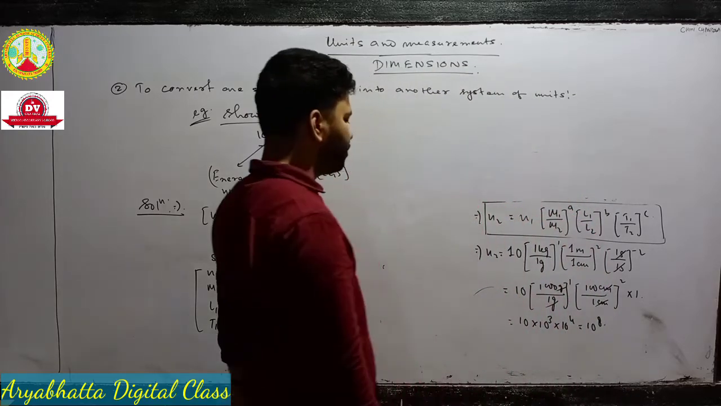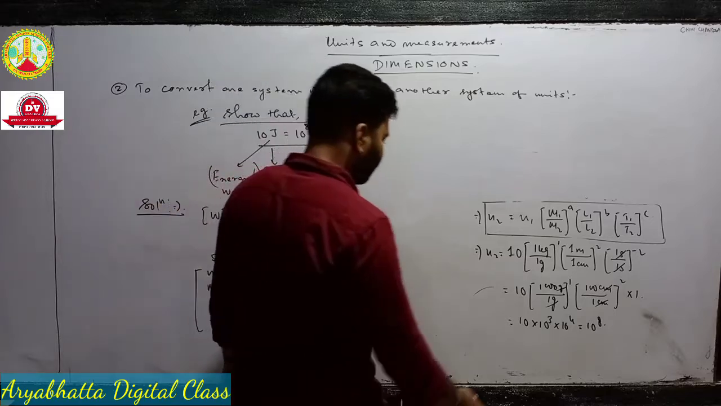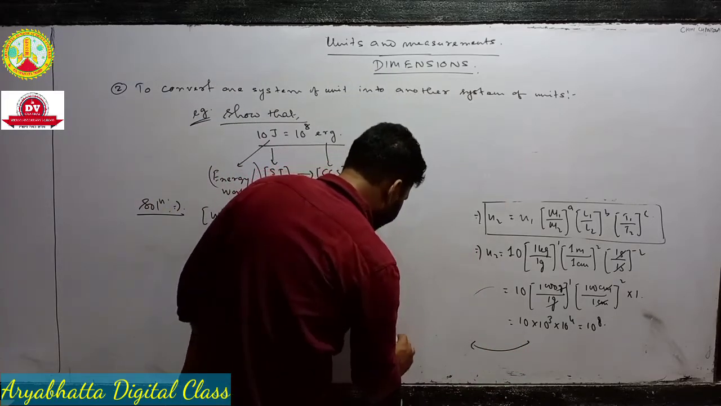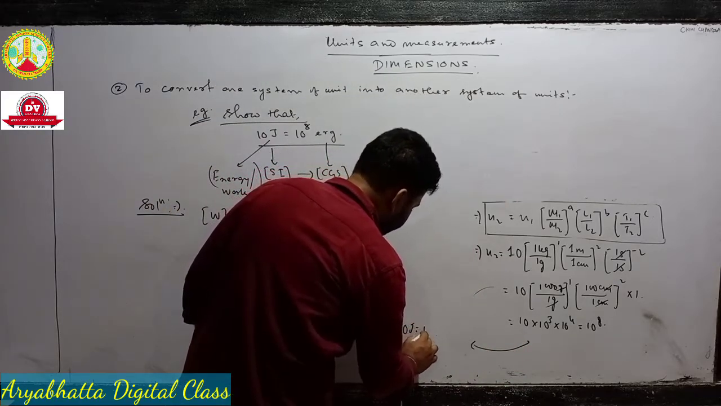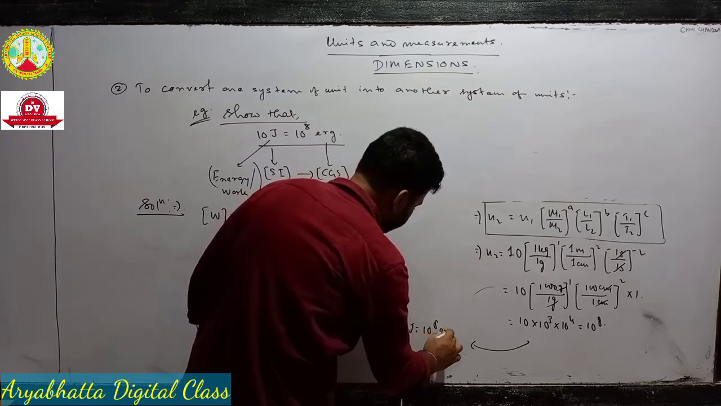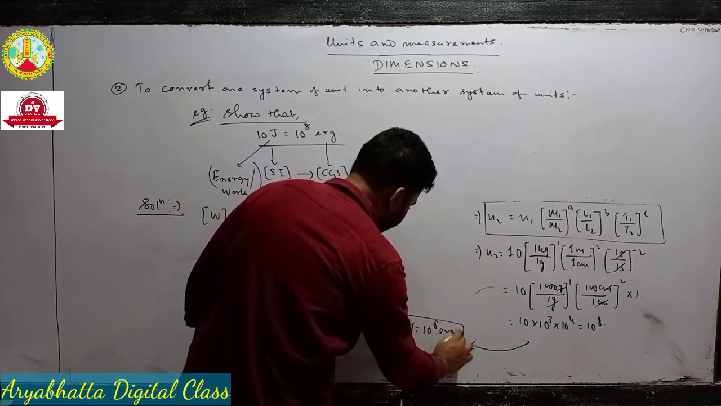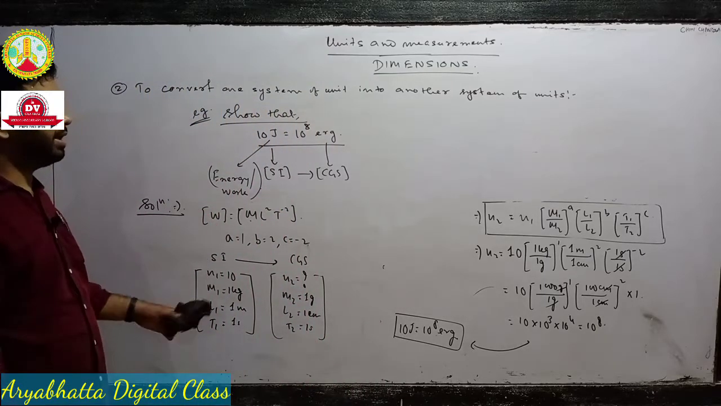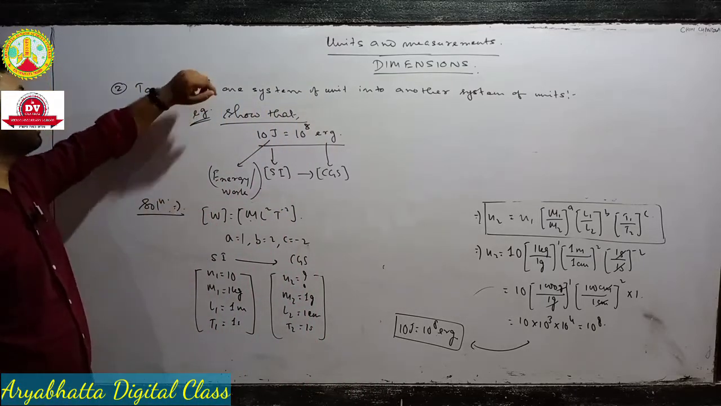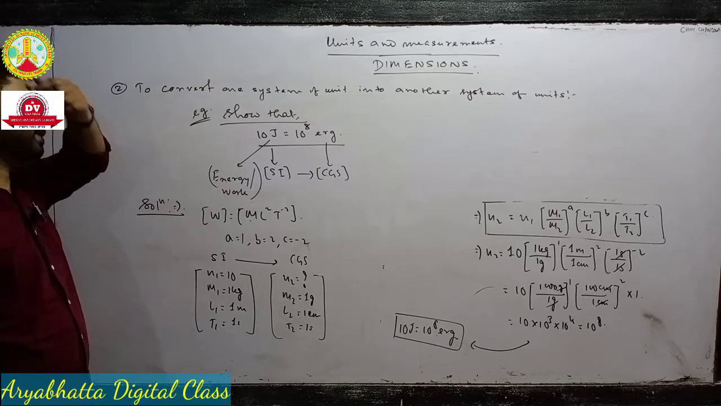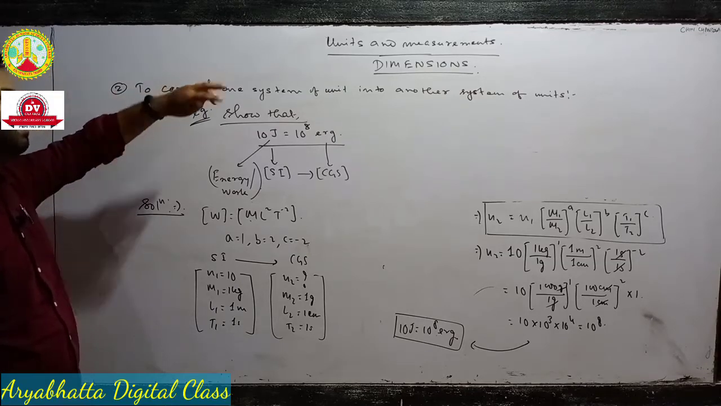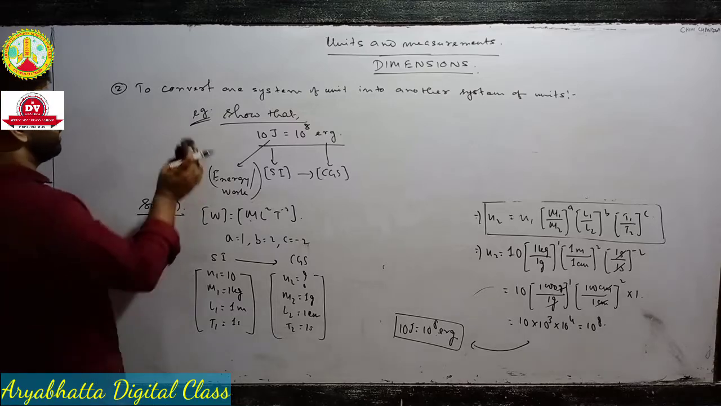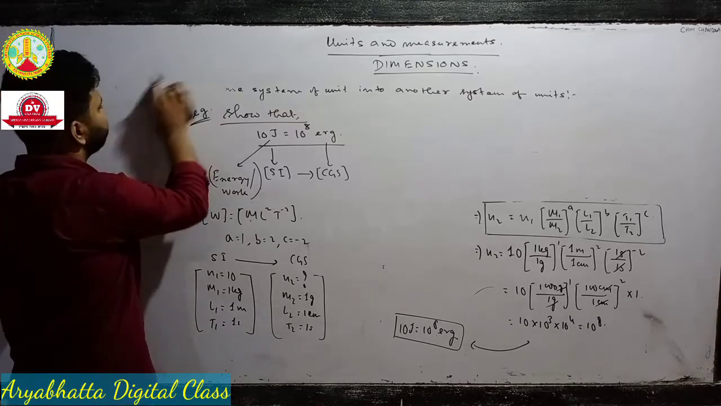So what is the value of N2? 10 to the power 8. So from here what you can write? You can write 10 joule equal to 10 to the power 8 erg. This is the way to use the second one, conversion of one system of unit into another system of unit. Now we will move into the third one.